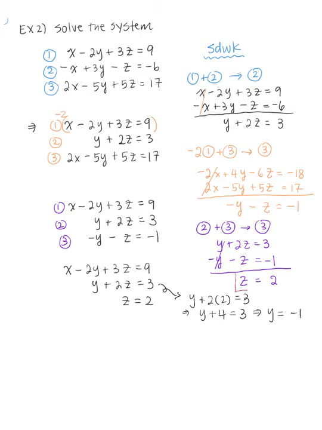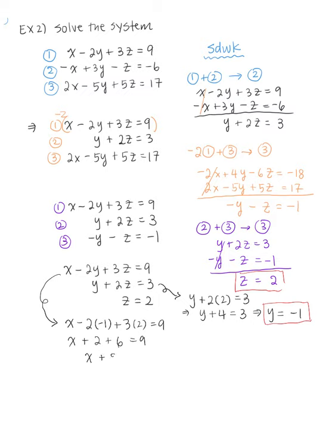Actually, let me box all of this. All right, so we got a z and a y. Now with that, we can solve for x. I'm going to take the first equation and write x minus 2 times y, which is negative 1, plus 3 times z, which is 2, equals 9. So then you're going to have x plus 2 plus 6 equals 9, which is x plus 8 equals 9. Subtracting by 8, we're going to have x equals 1.